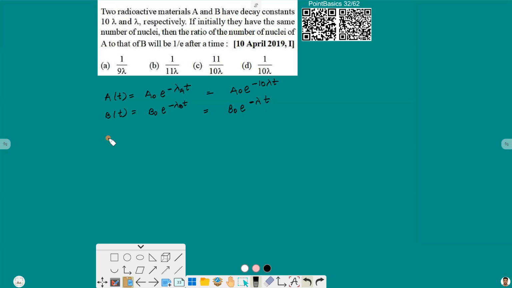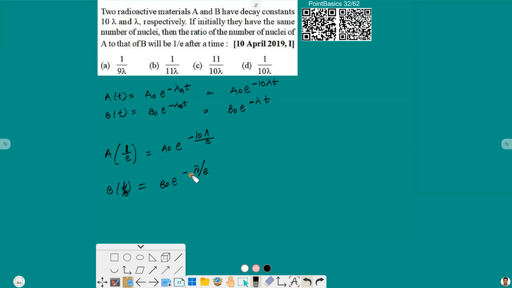Now it is mentioned that the time is 1 by lambda. So A at 1 by lambda will be A_0 e raised to power minus 10 lambda by lambda, and B at 1 by lambda will be equal to B_0 e raised to power minus lambda by lambda.